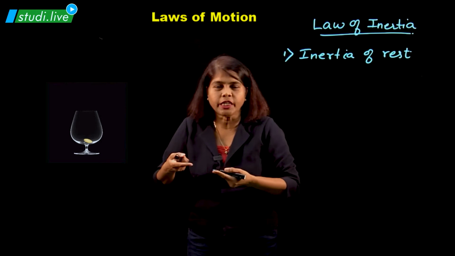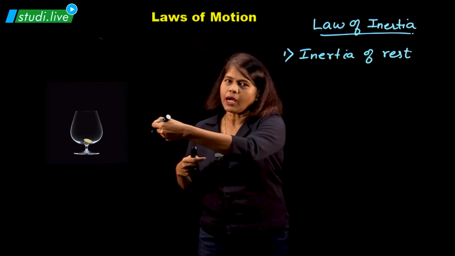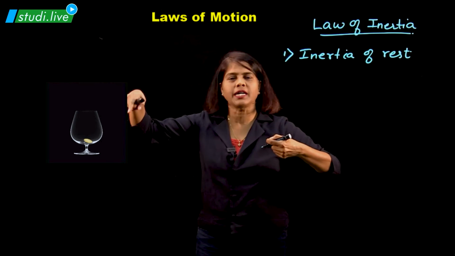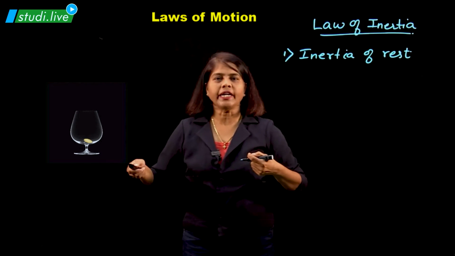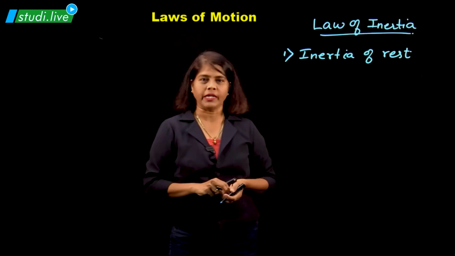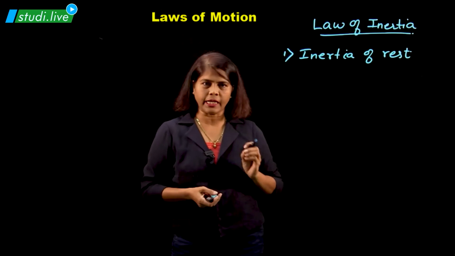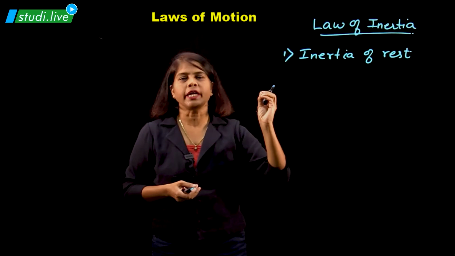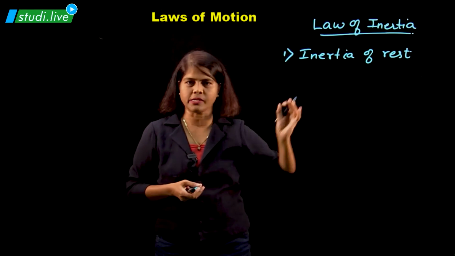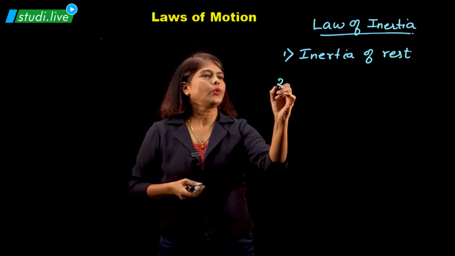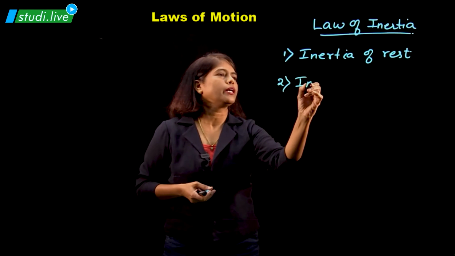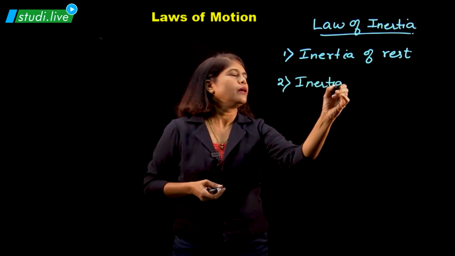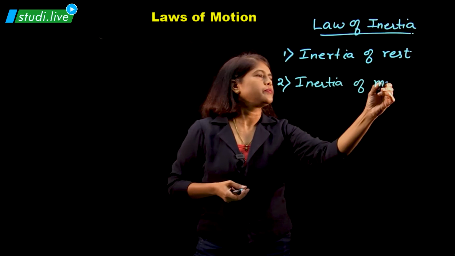Its inability to change its position. So the card is moved, but the coin is at rest only. So that explains inertia of rest. So in short, we can say it is the inability of a body to change its state of rest. Then the second one is inertia of motion.